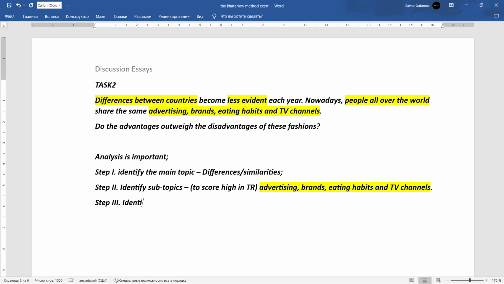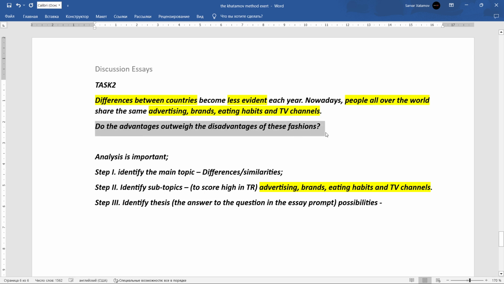Step 3, identify thesis possibilities. Now, what does it mean? So first of all, what is thesis? Thesis is the answer to the question in the essay prompt, right? So this is the main question that your essay is going to basically answer. Your whole essay is going to cover this question right here.